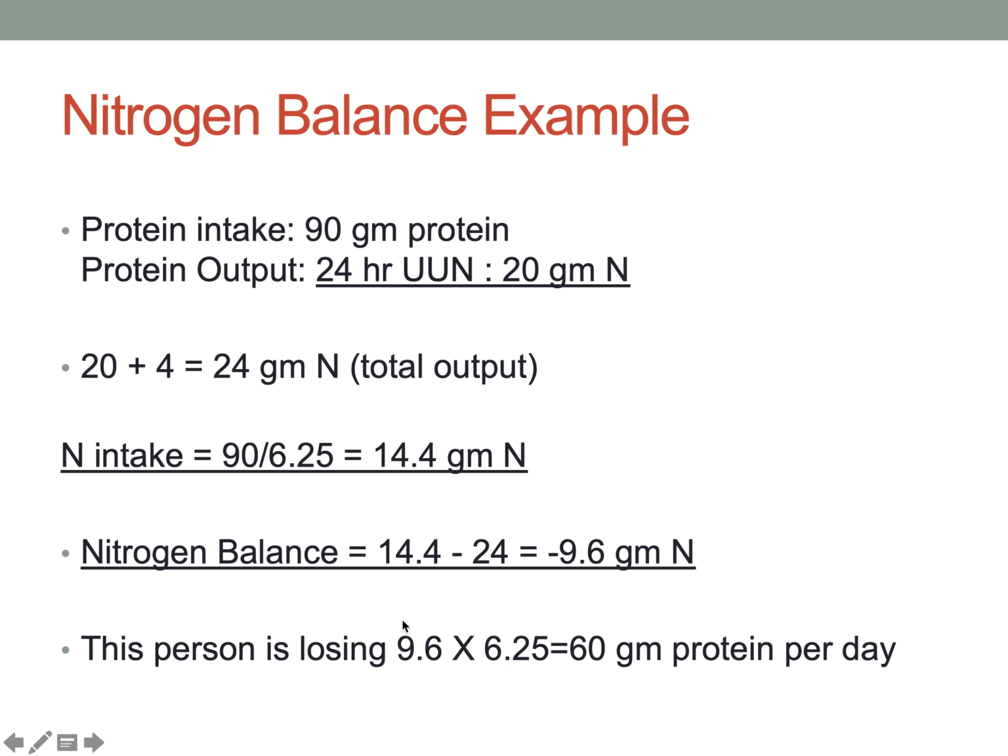So basically we're taking the amount of nitrogen we're short, and we're going to get that nitrogen back into an amount of protein. So instead of dividing by 6.25, we're multiplying by 6.25, and that gives us 60 grams of protein per day. And so theoretically, they would have needed 60 more grams that day to be in positive nitrogen balance. Theoretically. I'm going to show you in a second why that's kind of bogus.